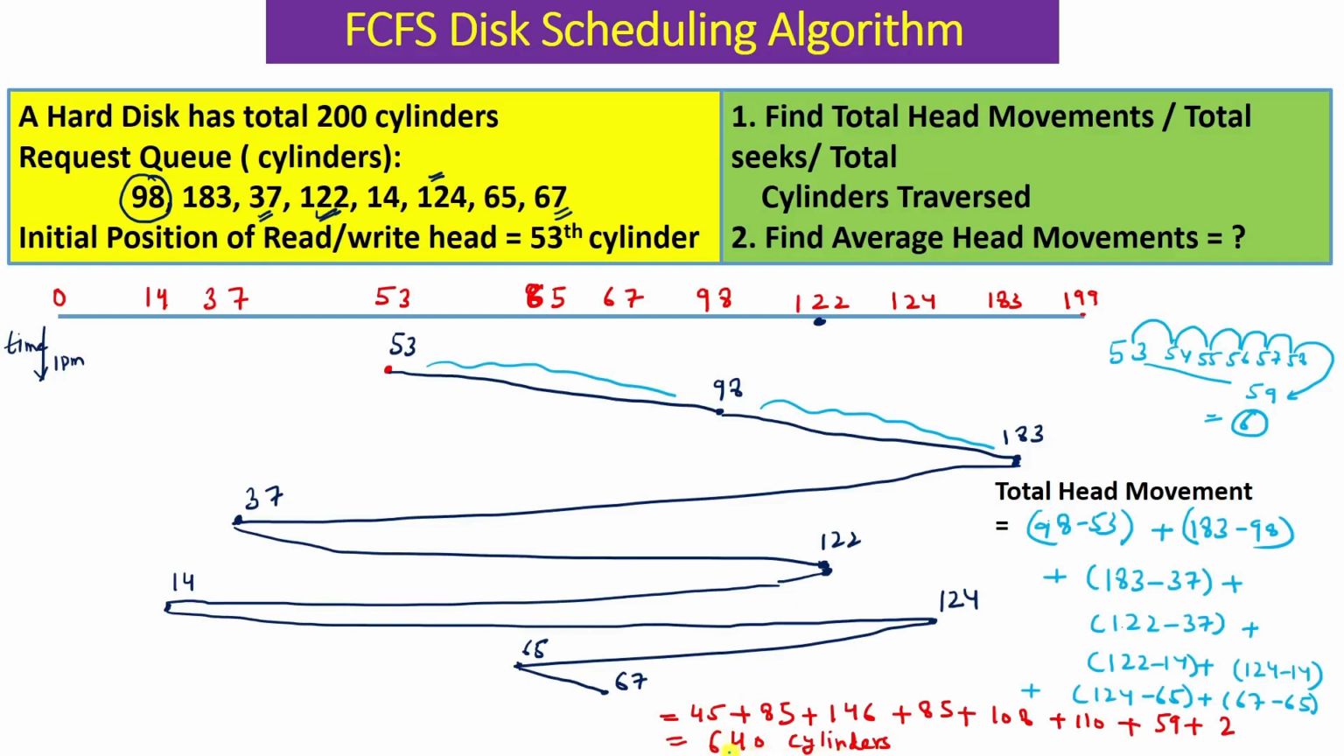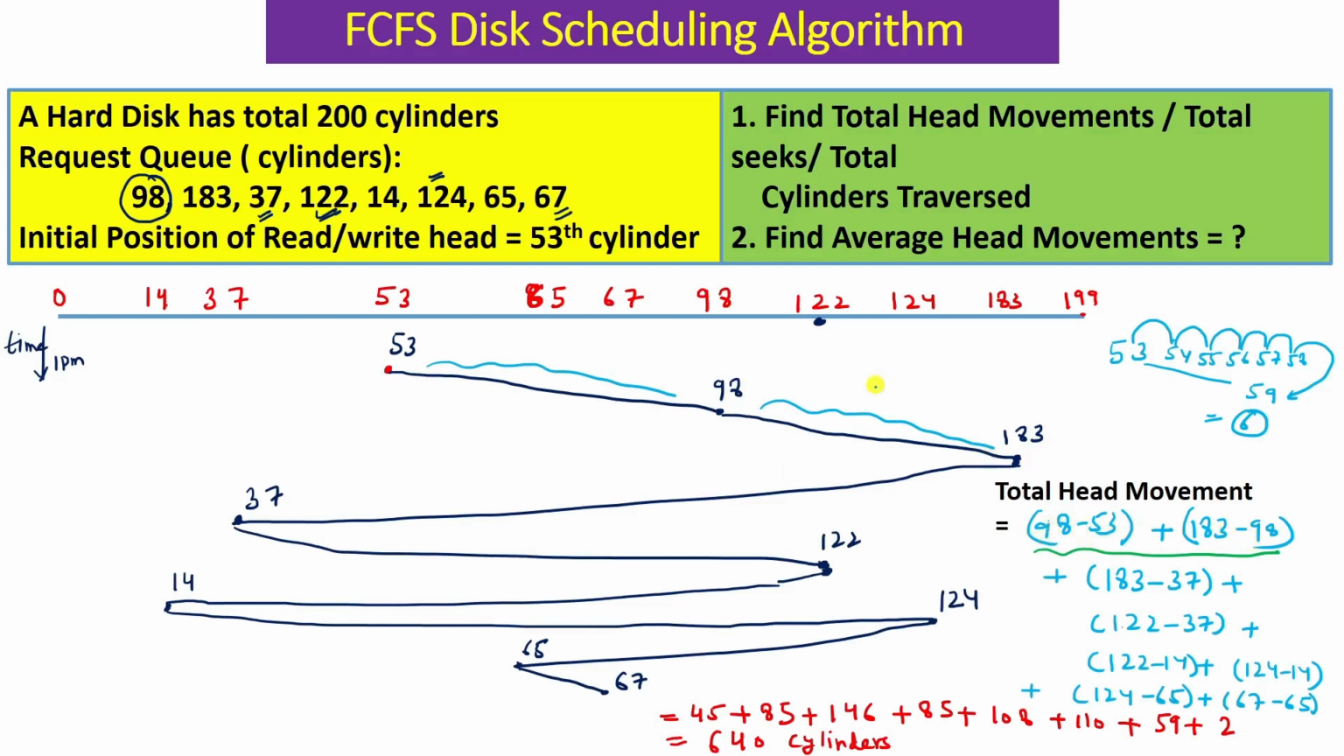I traverse 640 cylinders starting from 53 to 67 to service all these requests using this first come first serve scheduling algorithm. Now here one thing to note: while you are moving from 53 to 183, you can make your calculation shorter. How? 98 minus 53 is 45, and 183 minus 98 is 85. Instead of these two calculations, you can just directly do 183 minus 53.